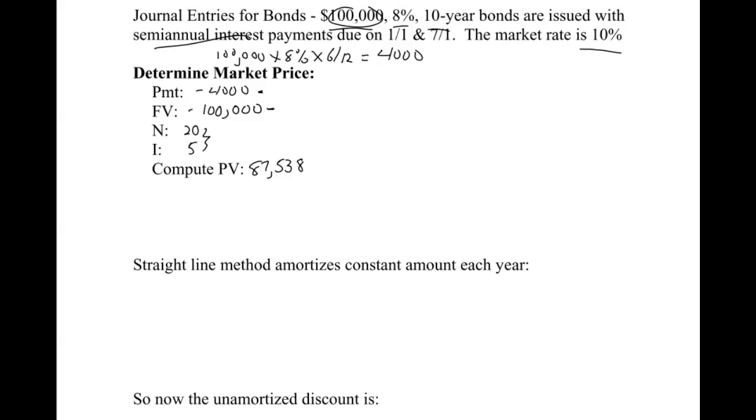All right, so you can see that's a lot more work. You're still going to get the correct answer. However, I strongly encourage the use of the calculator. All right, so on January 1, my journal entry to issue the bonds.